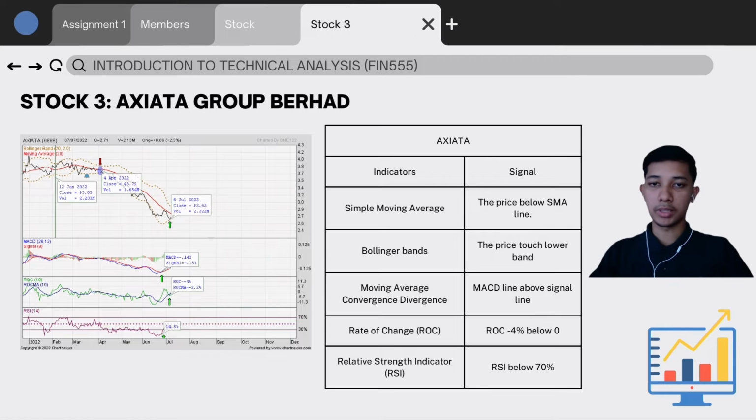Next, we move to the Axiata Group Berhad. Based on the simple moving average, we can observe that the trend is a downtrend because the price is below the SMA line. Investors are suggested to sell the stock at this point.